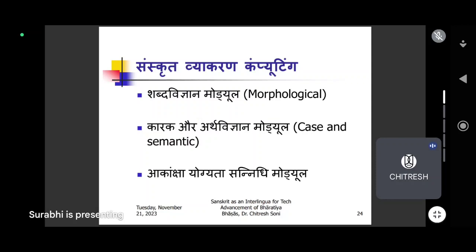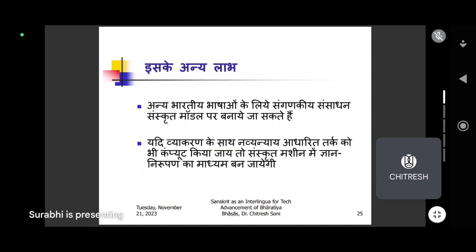All the three components of the string should be together. यह इसका मॉड्यूल to encode it, यह सारा फाइनाइट स्टेट ऑटोमेटा के लिए होना चाहिए। Next, तो अन्य भारतीय भाषाओं के लिए इसके अन्य क्या लाभ हो सकते हैं?